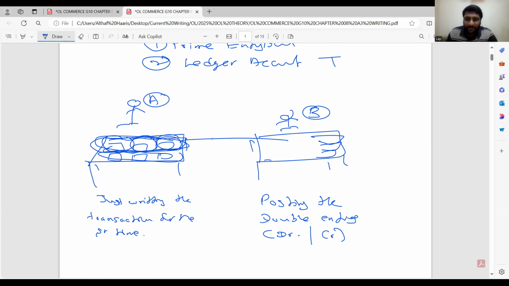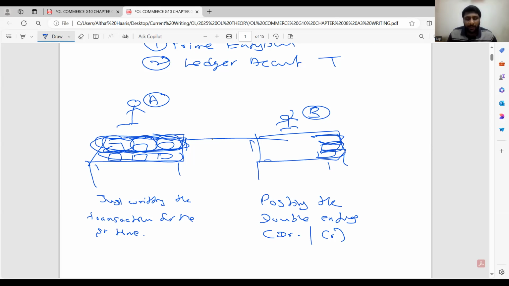So this is a separate one. He will record whatever the transaction separately. And these 3 books will be given to B also. We'll forget about the remaining books, the cash book. We will just write the transaction, and once we give it to B, B will put the double entry also. In the same book, both tasks are happening. That's why we call it a dual function.